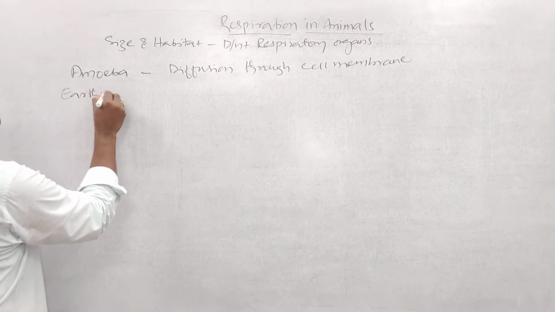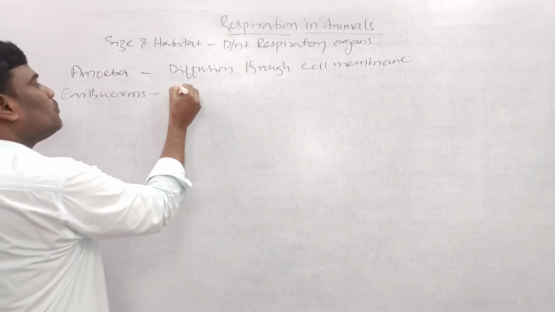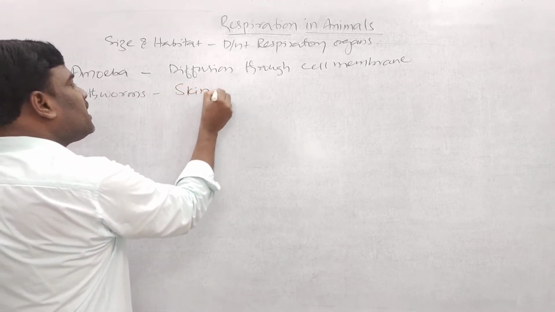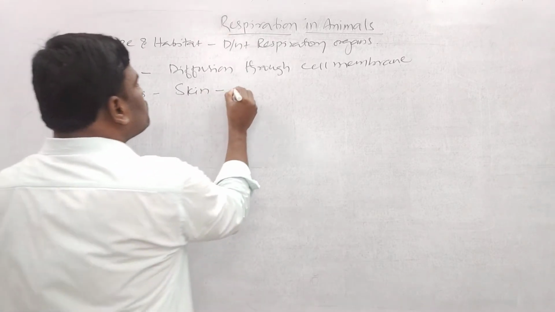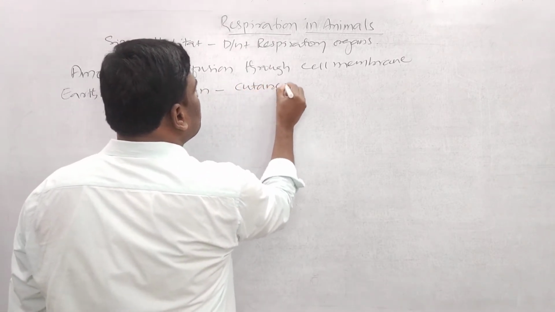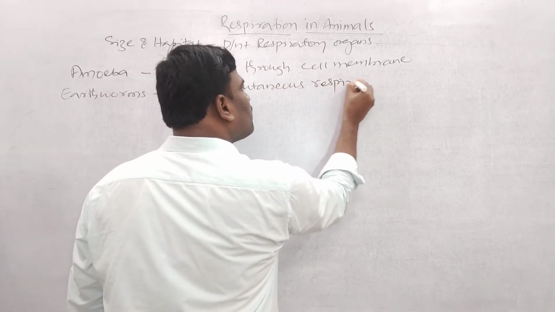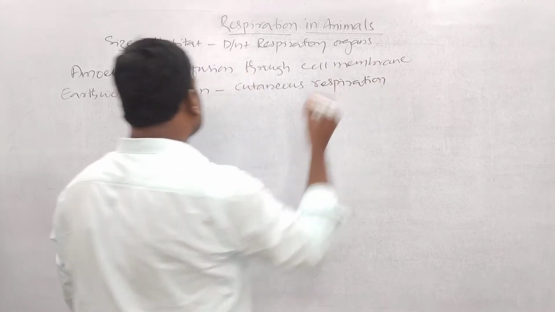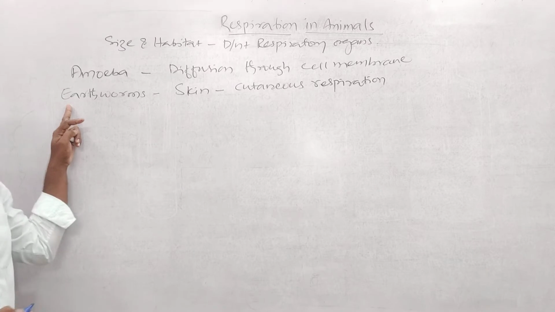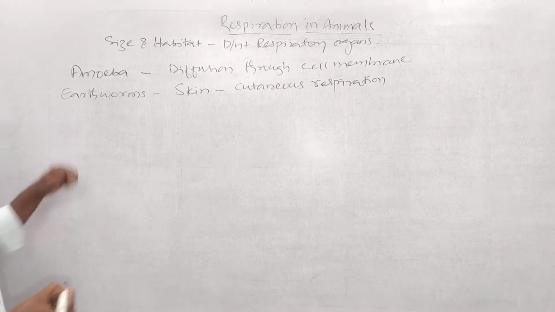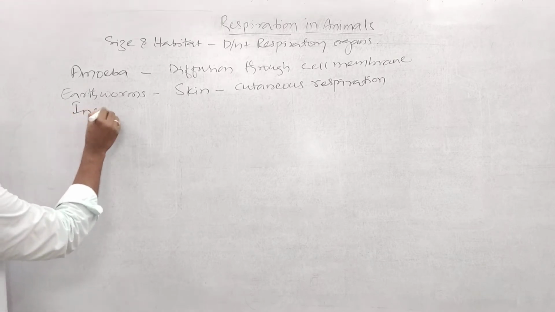Then what about earthworms? Organisms like earthworms which live in the soil, they respire through what, children? Skin. If the respiration is carried out by the skin, it is called cutaneous respiration. Got it? So if the respiration is carried out by the skin, then it is called cutaneous respiration, children.